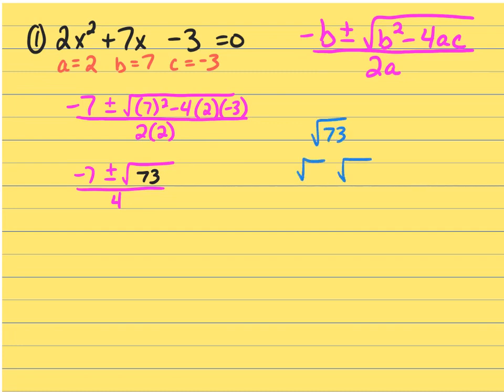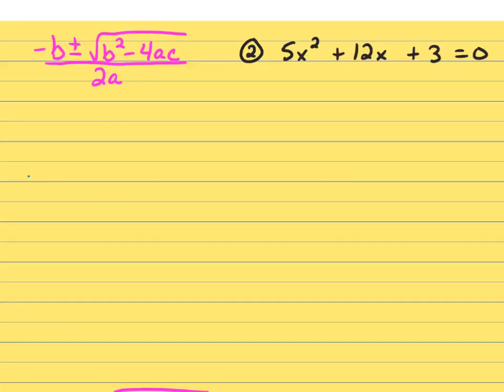When we try to break down the square root of 73, we need two numbers that multiply to give us 73, one of them being a perfect square. And if you work with this long enough, you are going to realize 73 doesn't break down. So I can't break down 73. And if I cannot break down 73, that means that this is my final answer, and I'm done.